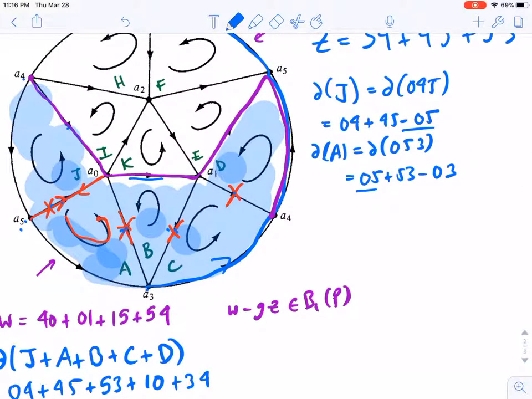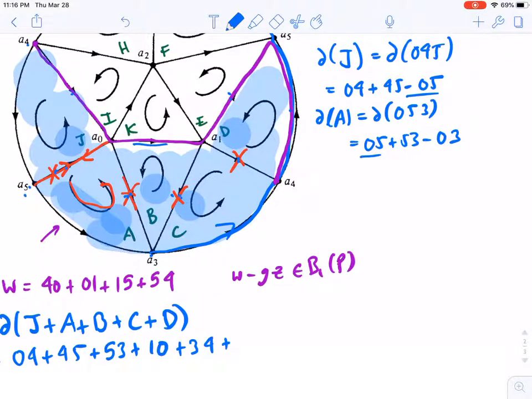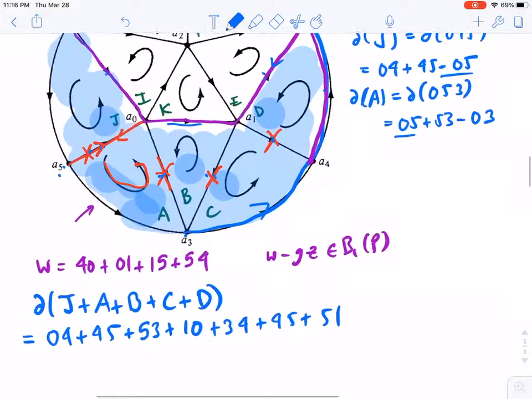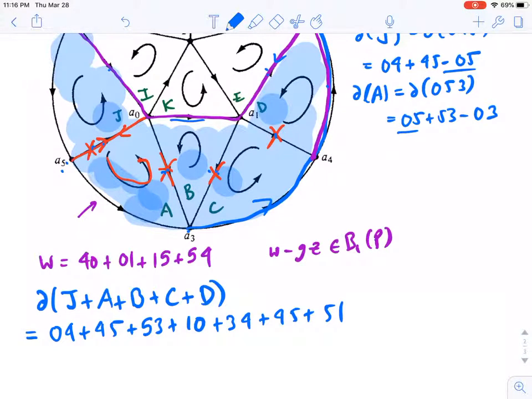And over in D, you don't have this edge, but you do have these two. So one of them, as you're traveling around, is 4,5. And then the other one, going backward, is 5,1. Okay, so let's see what we got.